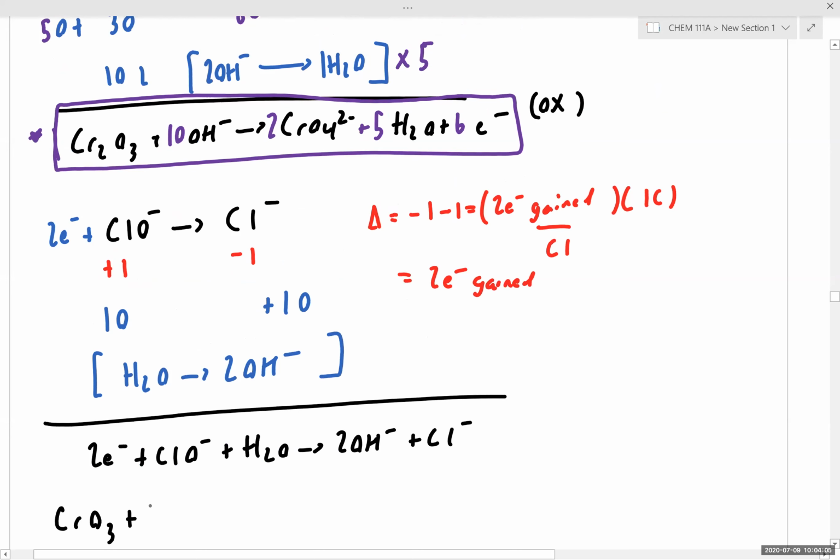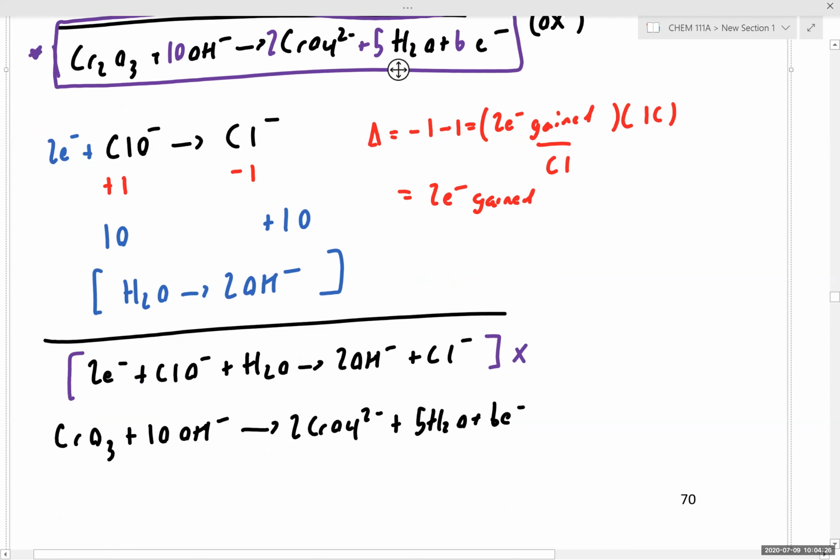Okay, now that we have both of our half reactions in hand, let's write out both of our half reactions. Okay, and now what we can do is multiply both of our half reactions in order to balance our electrons. So what should I multiply my top half reaction by to get 6 electrons in each of my half reactions?